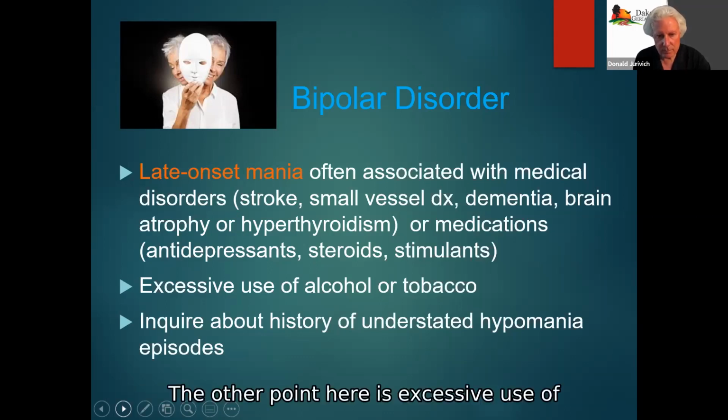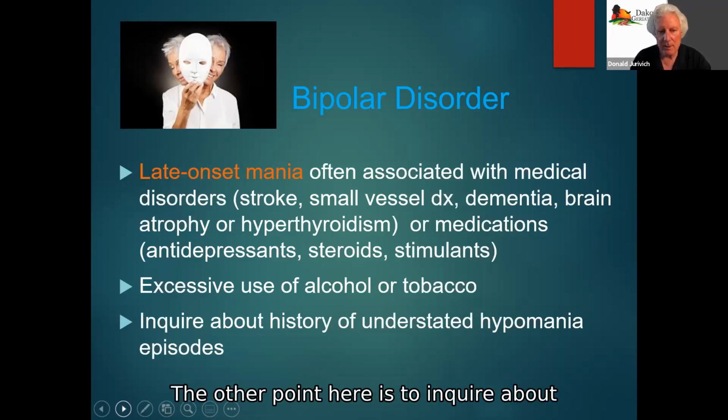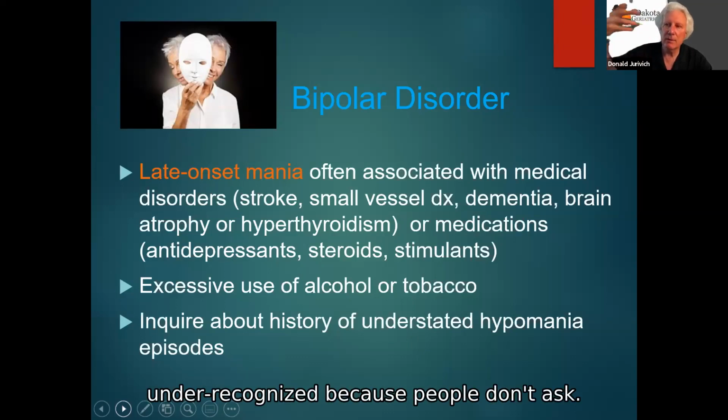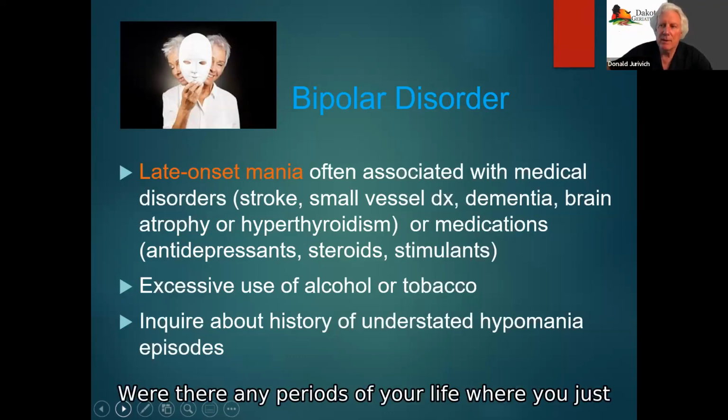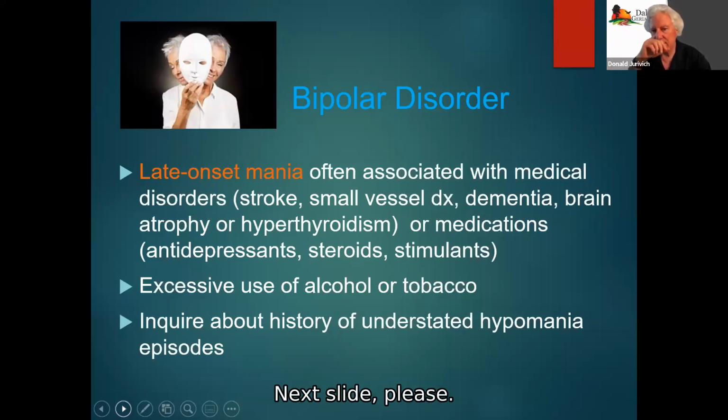The other point here is excessive use of alcohol and tobacco or nicotine products that can induce a late onset mania. And the other point here is to inquire about a history of hypomania episodes. So a lot of times these mania or these bipolar episodes go under-recognized because people don't ask, were there any periods of your life where you just kind of were out of it for a long period of time? Next slide, please.